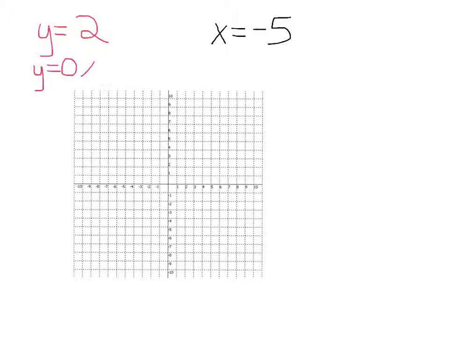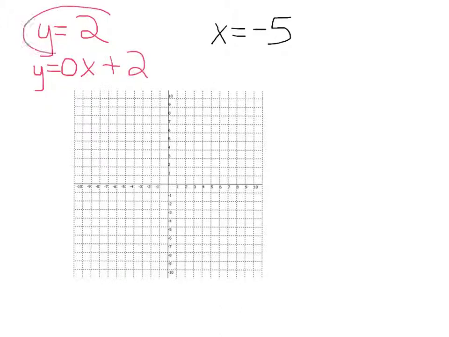Now on this graph, I'm going to graph two lines, and these are my special cases. And this is y equals 2, and then I'm also going to graph the line x equals negative 5. So these are actually equations for lines, not just points. If you think about this, this is saying that there is no slope. It's like 0x plus 2.